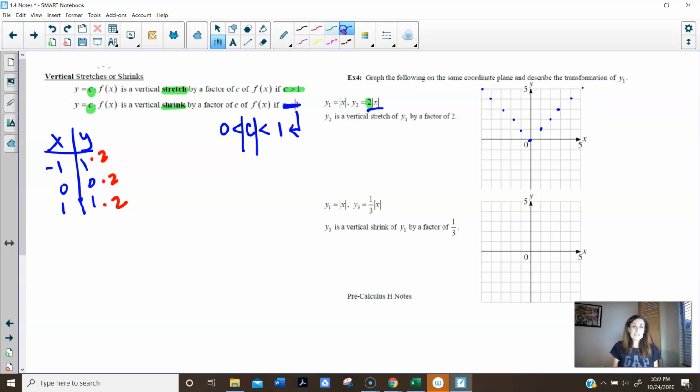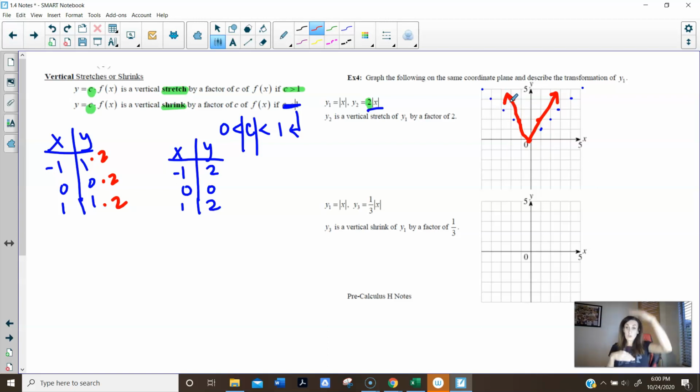And so this is going to give me a new table, and my new table is going to be left 1 up 2, 0, 0, and right 1 up 2. And I'll use red. So left 1 up 2, 0, 0, right 1 up 2. And you can see that this graph got narrower because it's moving up quicker, which is a vertical stretch. If you took a person and you stretched them vertically, they're going to become narrow because you've moved them up. All right. So let's look at the next one.